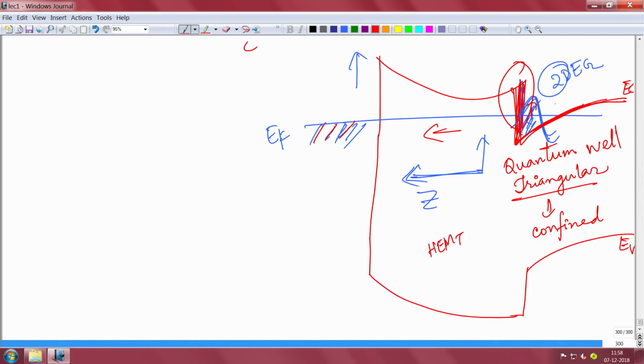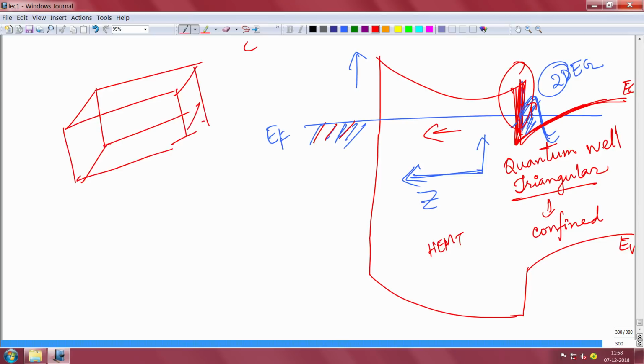Unlike in a bulk semiconductor, for example, if I take a bulk semiconductor here, which is n-minus doped gallium arsenide or something, the carriers that are here can move in all directions, x, y, z, if you apply a voltage. But here, even if you apply a voltage in this direction, carriers cannot move.